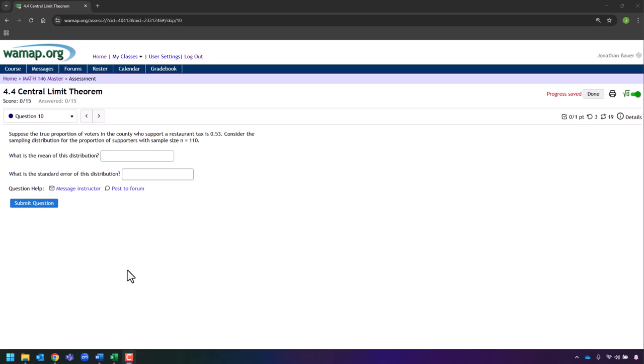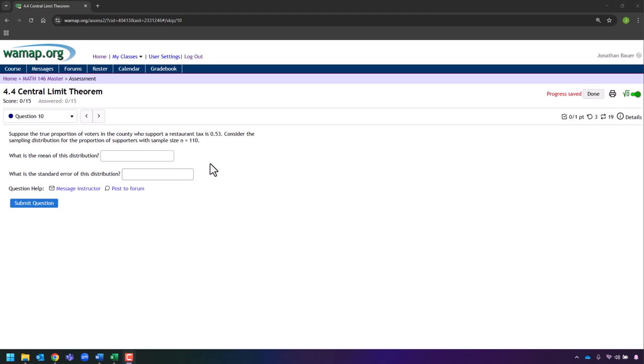All right, we're continuing here with the central limit theorem, and we have a transition now to what happens with proportions. We've had a little bit of discussion with central limit theorems and means, but what about proportions here? So I have a question that says, suppose the true proportion of voters in the county who support a restaurant tax is 0.53. Consider the sampling distribution for the proportion of supporters with a sample size of n equals 110. What is the mean of the distribution, and then what is the standard error of the distribution?